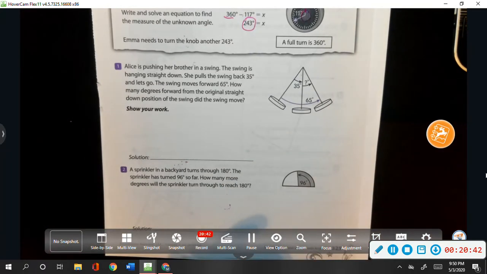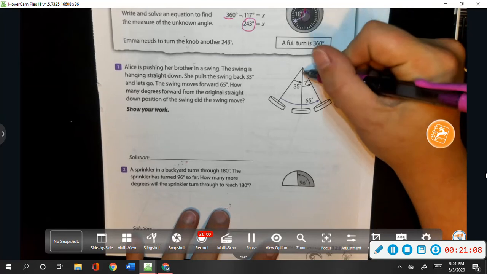Alright, Alice is pushing her brother in a swing. The swing is hanging straight down. She pulls the swing back 35 degrees and lets go. The swing moves forward 65 degrees. How many degrees forward from the original straight down position of the swing did the swing move? Good gosh.